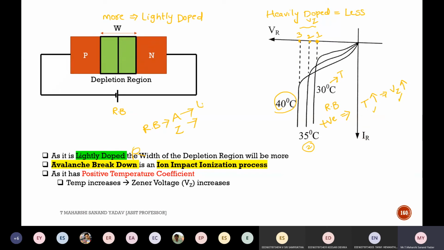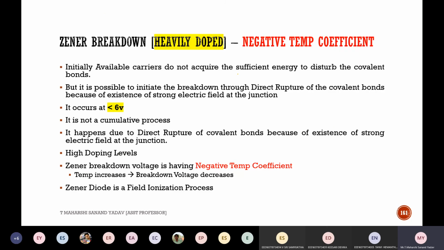So it is avalanche, so it is lightly doped. If it is lightly doped, depletion region will be more. And it is positive temperature coefficient. You see here, it is completely reverse, heavily doped. So if it is heavily doped, will depletion region be more or less? Less. What is negative temperature coefficient? If temperature is increased, VZ decreases. So it occurs at a voltage less than 6 volt. This is important. Less than 6 volt.